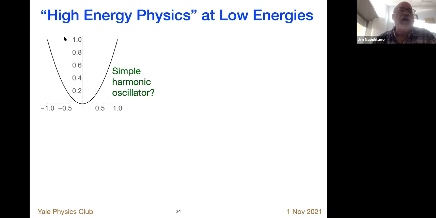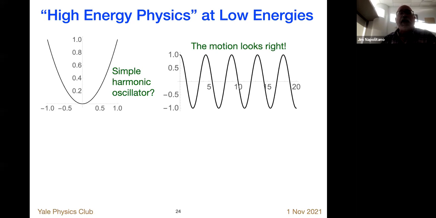So I've drawn here a potential energy curve. That's a simple harmonic oscillator, right? Everybody recognizes it. Simple harmonic oscillator potential. And if you take this thing and you look at oscillations between plus and minus 1, you get a nice curve that certainly looks like a sine curve.